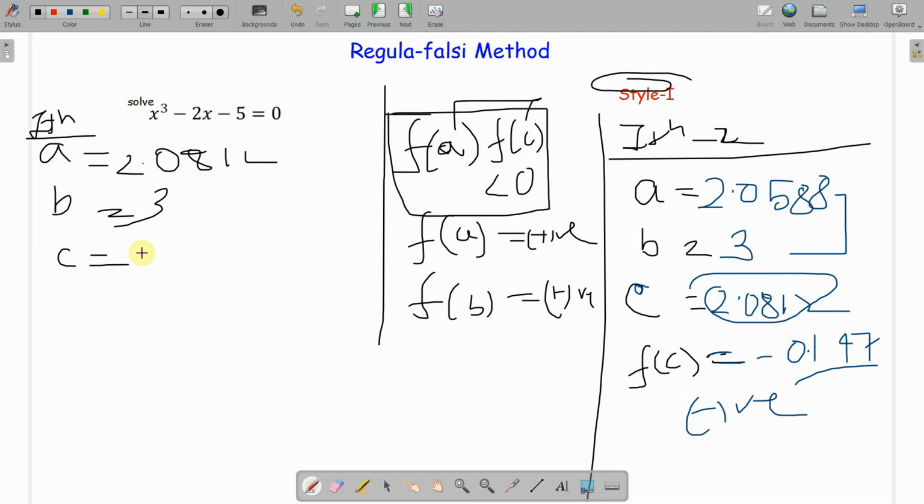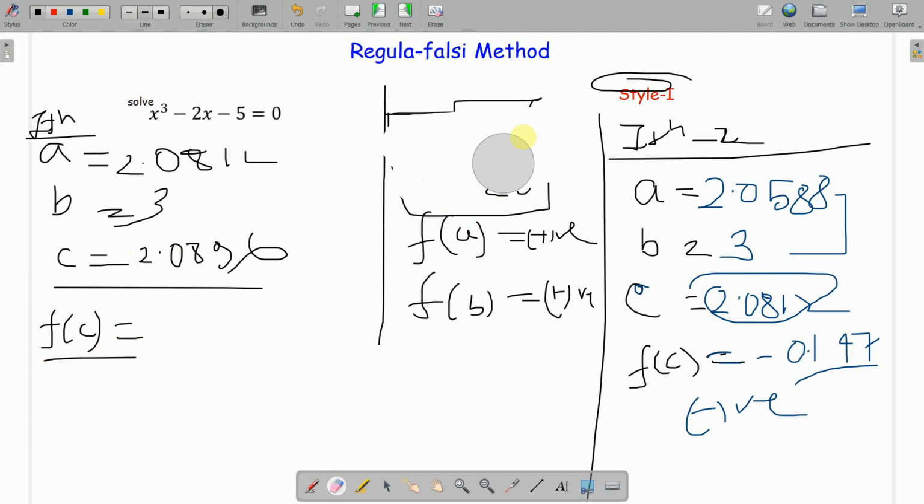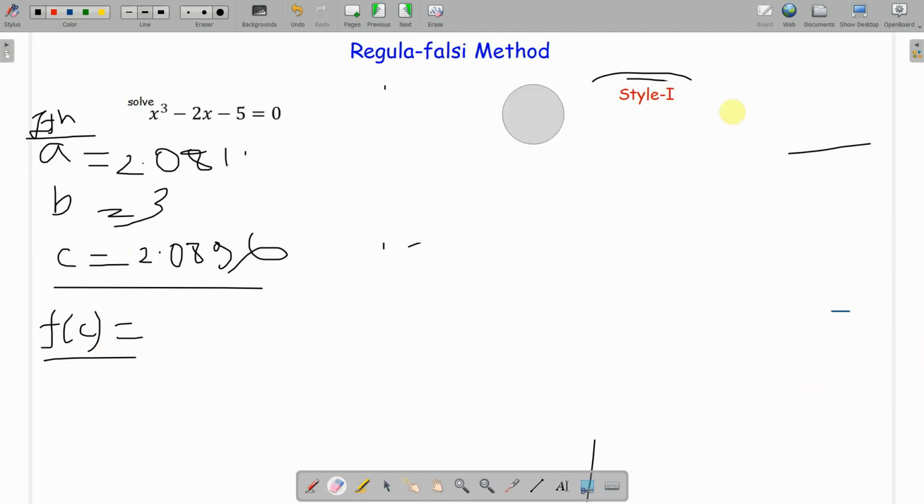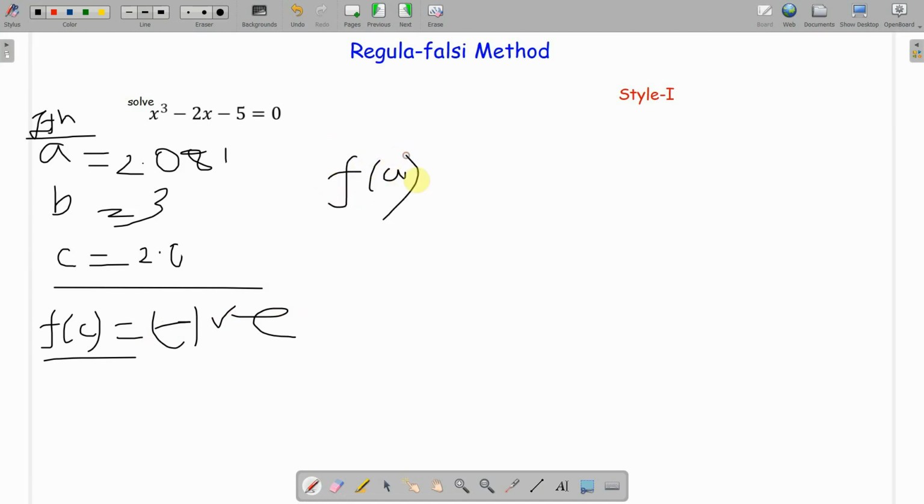So C value is coming around 2.0896. Now find me the FC value. Is it coming positive or negative? It's coming negative. Now find me the value of FA and the value of FB. In the previous cases I didn't consider them because FA and FB were coming positive, but you should have calculated the FA and FB values.